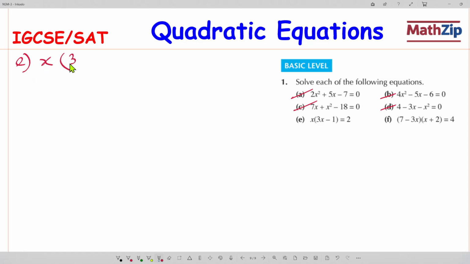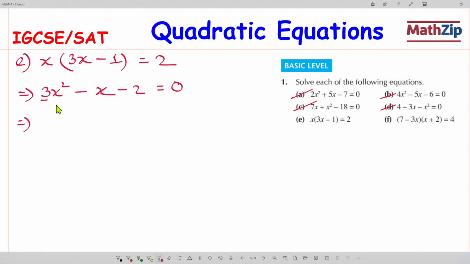x(3x minus 1) equals 2, right? In this case, first we have to simplify this one. It means we will expand this one. So x times 3x, it means 3x square, and minus x, and these two you can write minus 2 equals to 0, right?